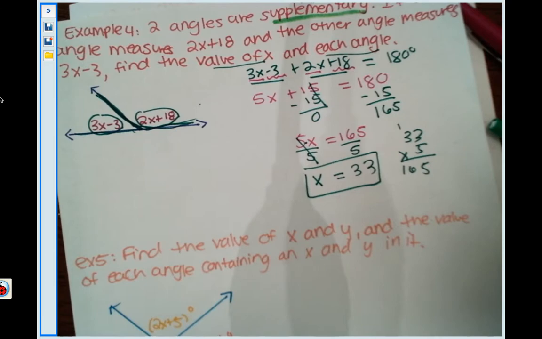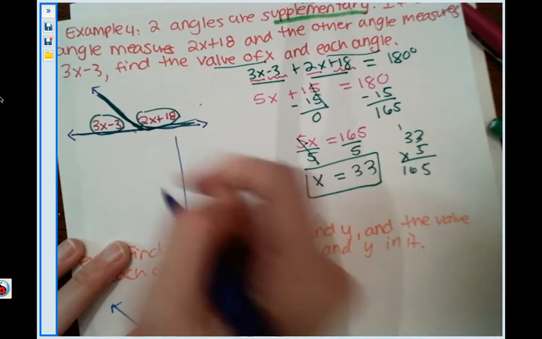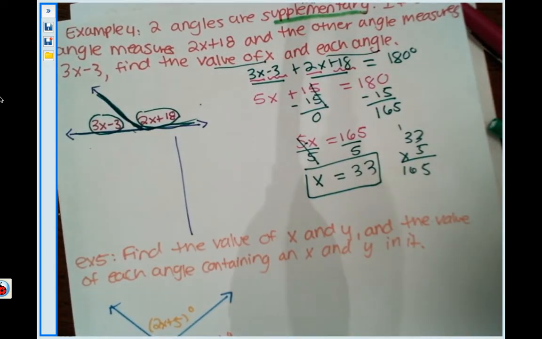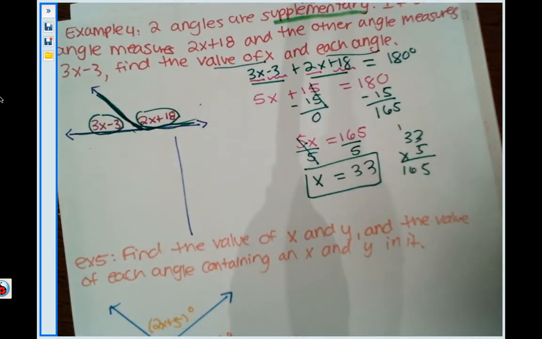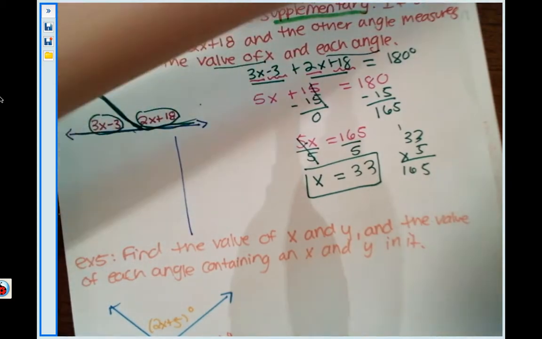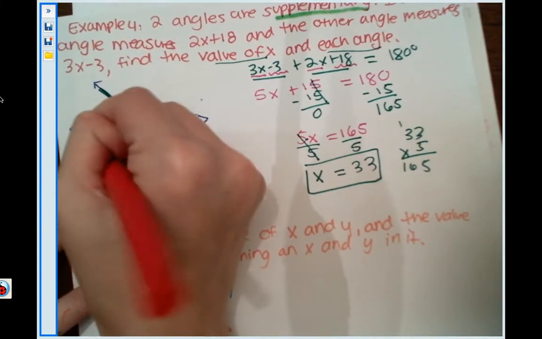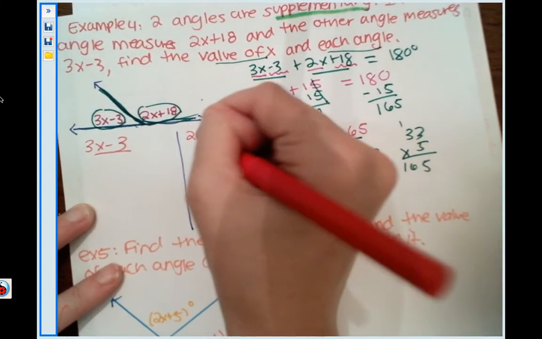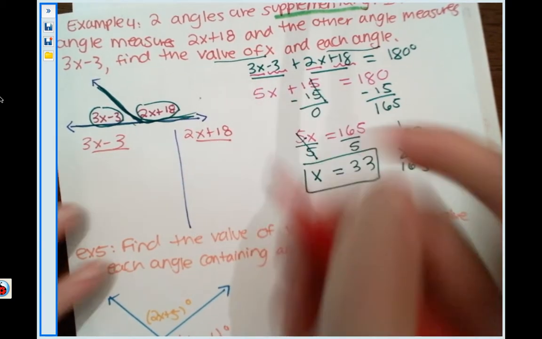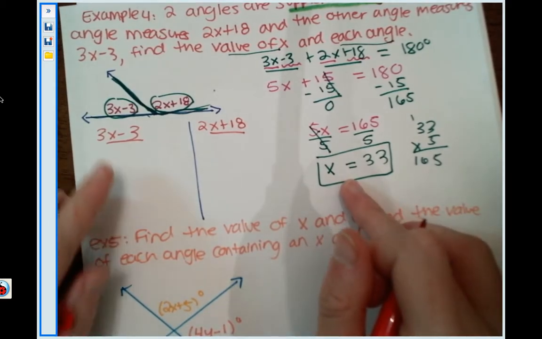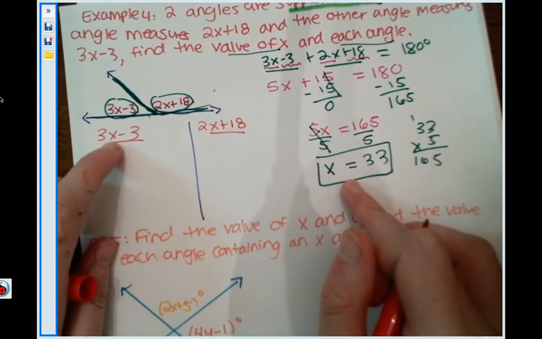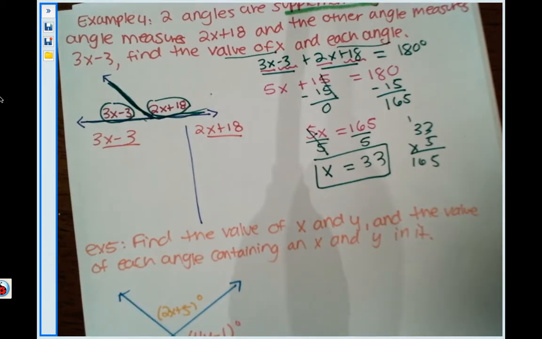Okay, so I've got 2 angles to solve for. I have this 3x minus 3 to solve for. I'm going to pick a different color. Why not, right? Okay, I have my 3x minus 3 to solve for, and I have my 2x plus 18 to solve for. Alright guys, let's get going. Since I know what the value of x is, to find this angle I need to replace my x with a 33 to solve for it.